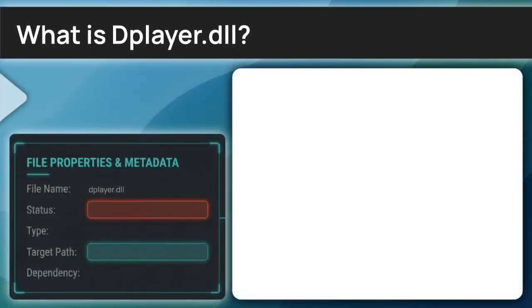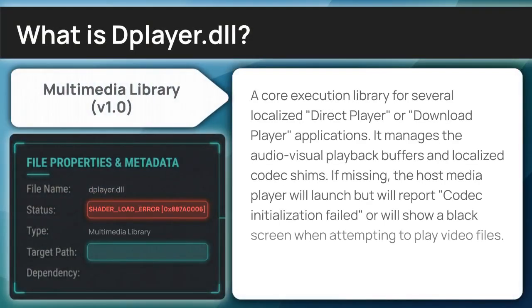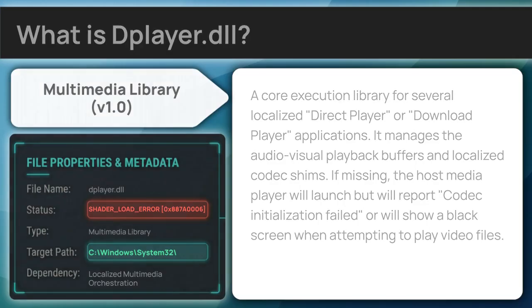This is the Dplayer Library, a core execution library for several localized direct player or download player applications. It manages the audio-visual playback buffers and localized codec shims. If missing, the host media player will launch but will report codec initialization failed, or will show a black screen when attempting to play video files. With the why out of the way, let's focus on getting you running again.